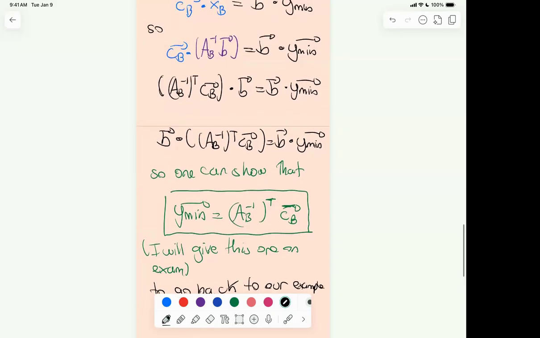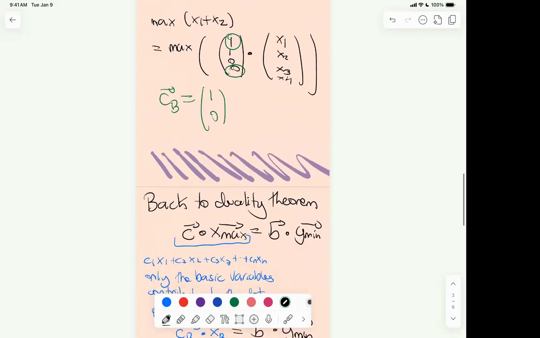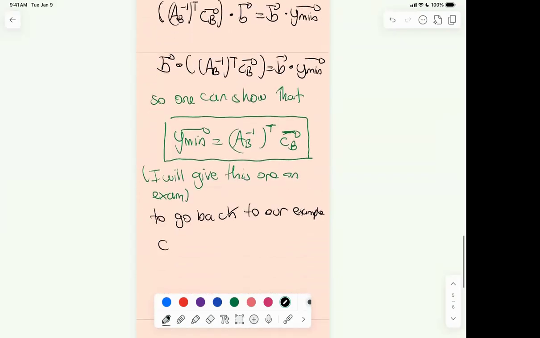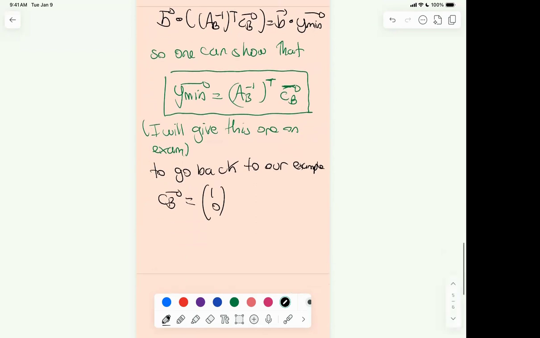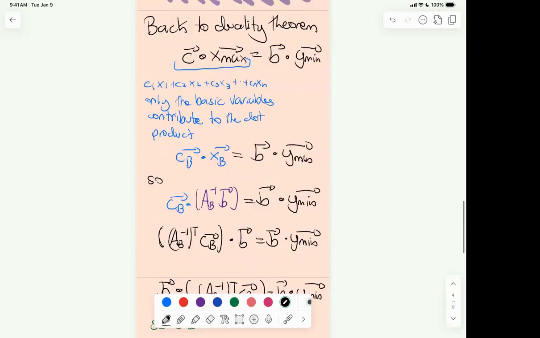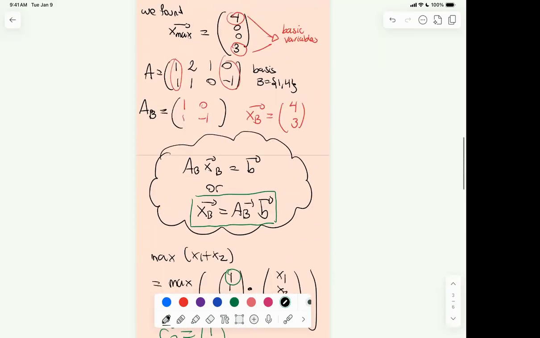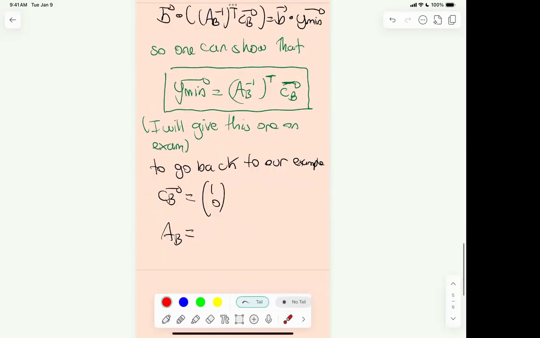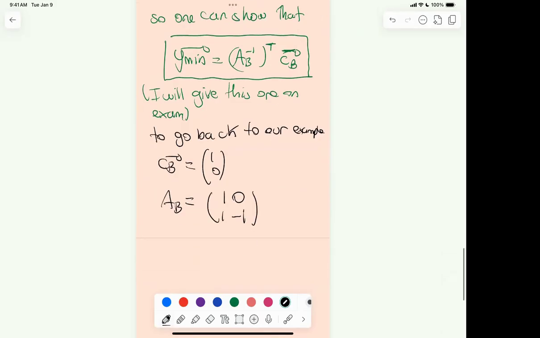Just to go back to our example, we had the vector CB, right? What was CB? CB was 1, 0. And AB, what was AB? I had also written it here. AB was 1, 1, 0, -1. Also, I would give you the formula for the inverse of a 2 by 2 matrix. I also don't care about that. I would give you the formula.